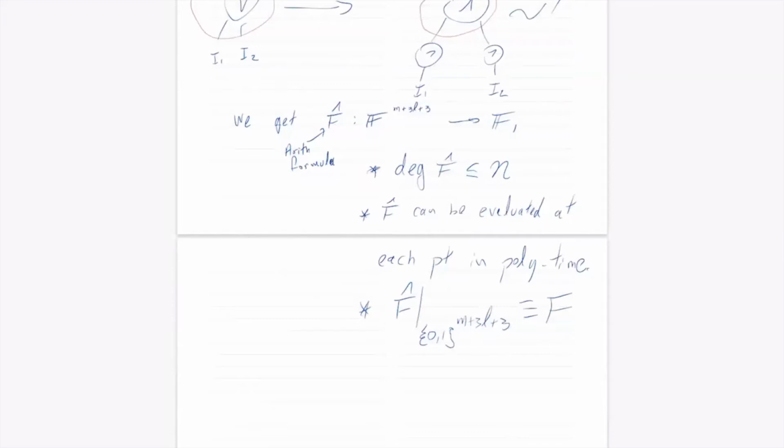So that is something I want to escape. I want to be able to transfer a Boolean formula into a polynomial formula, but without expanding everything out. I want to be able to do it in polynomial time. Yes, Michael.